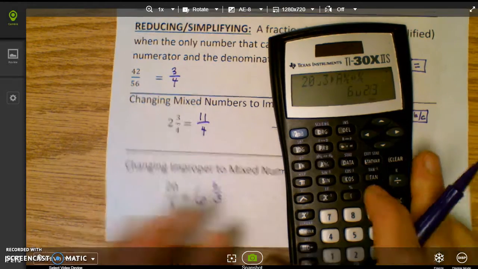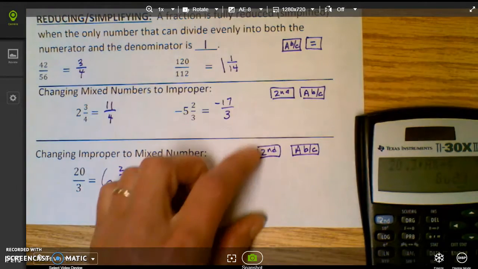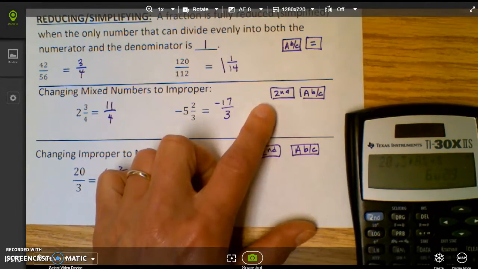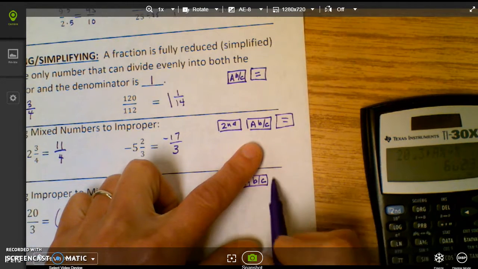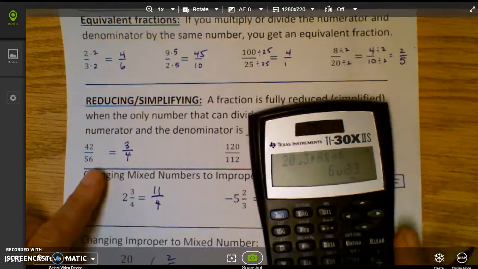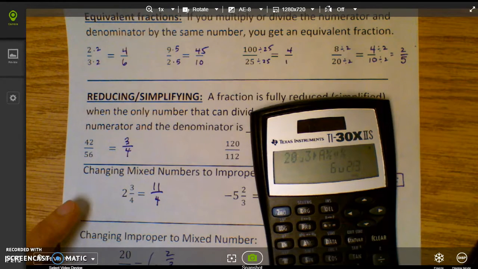fractional part. So guys, on your paper, would you please this time write down the steps that you would have to use, which is second ABC, and then your equal sign. And this again is a little way that you can use your calculator to help you do some reducing or changing from mixed to improper.